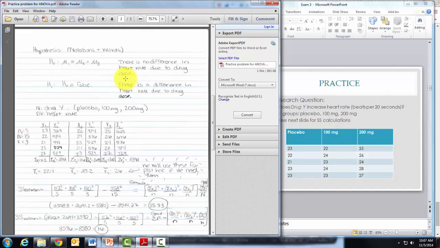The alternative hypothesis for an F test or an ANOVA is always going to be this, that H sub 0 is false, or the null hypothesis is false. This is not true. Okay, so in words, that would be there is a difference in heart rate due to drug dose. All right, so my independent variable for this particular problem is going to be the dosage of drug Y, and the factors or the groups within that are going to be the placebo, the 100 milligram, and the 200 milligram. And your dependent variable is your heart rate.